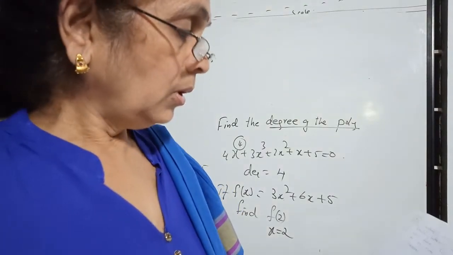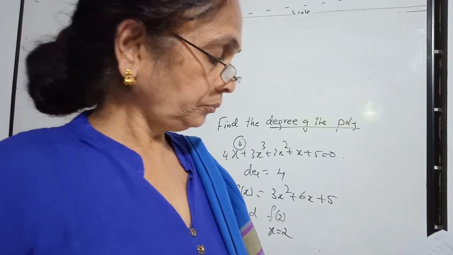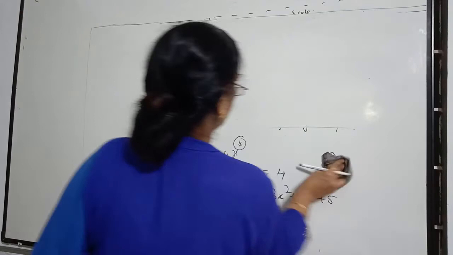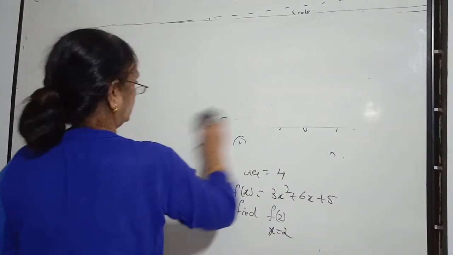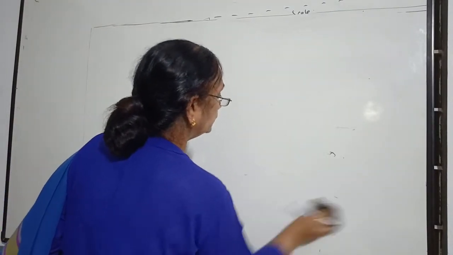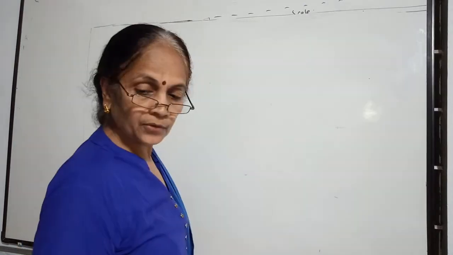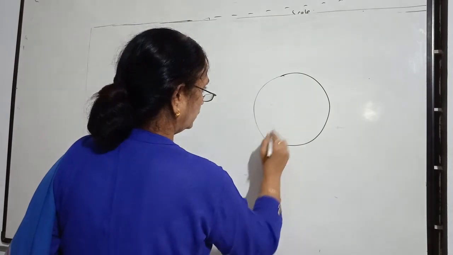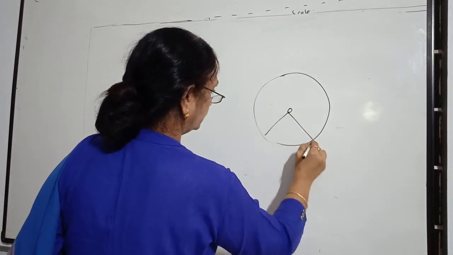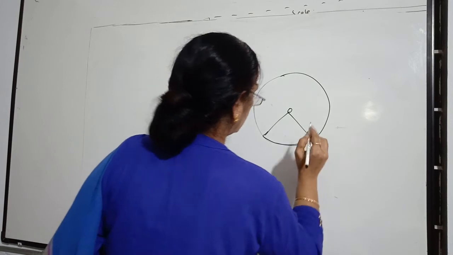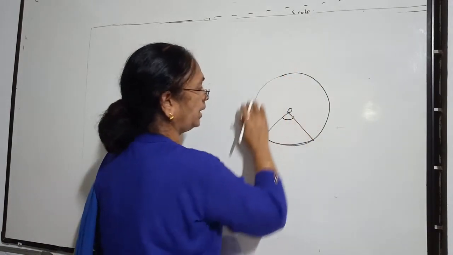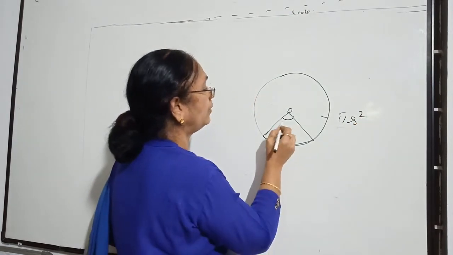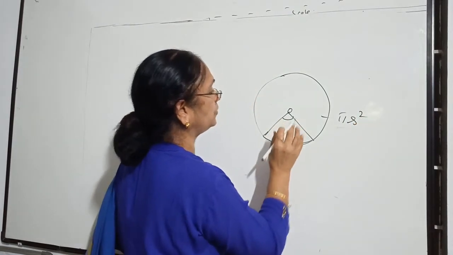Yes. Now, one more, area of the sector. Now what is the meaning of area of the sector? Suppose this is the area of the circle. Area of the circle is pi r square. Now I want to find out only this part. Sector means a part of the circle.